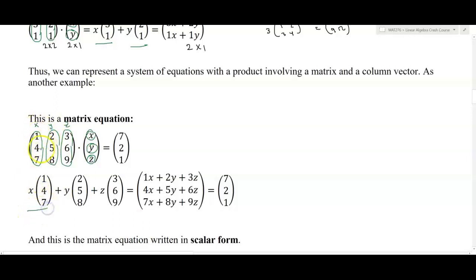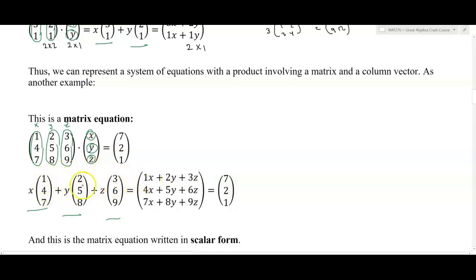So x times the 1, 4, 7, y times the 2, 5, 8, z times the 3, 6, 9, those get added together. To add that together, x multiplies all the top components, so 1x, 4x, 7x. Y multiplies 2, 5, and 8, so we'll have 2y, 5y, 8y. And z will multiply 3z, 6z, 9z. And then we're going to add those together, add the vectors. So we just add the components of the vector.